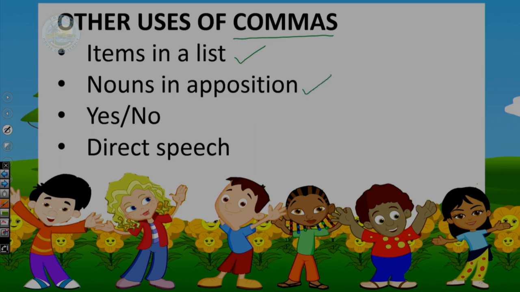A comma is used after the words yes and no at the start of a sentence. For example, you're answering, yes, I did my homework. So you have yes and then a comma. And likewise, no and then a comma at the start of a sentence. We also use a comma in direct speech. When we are using direct speech, the comma is used to separate the words of the speaker from the rest of the sentence. Let's move on our journey.